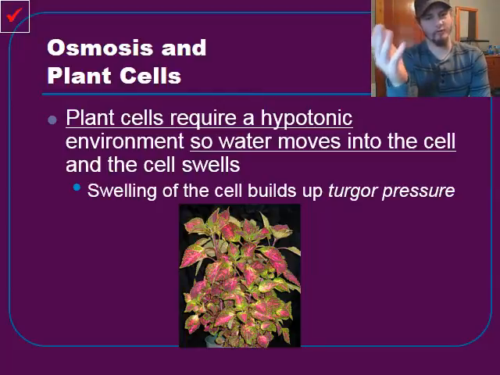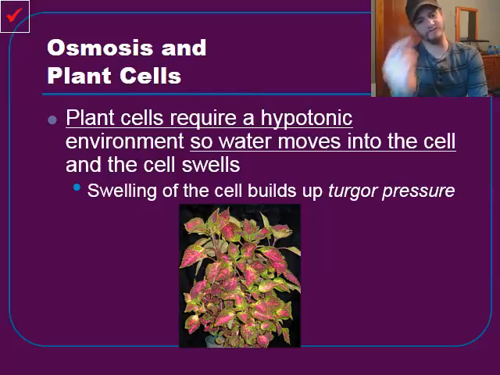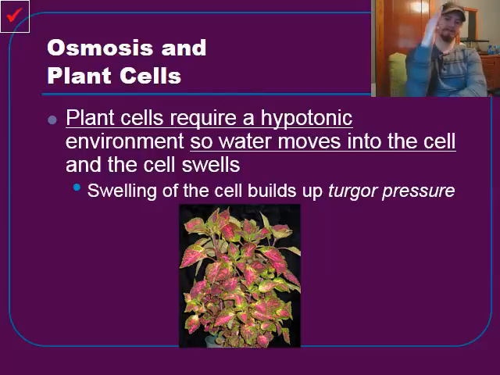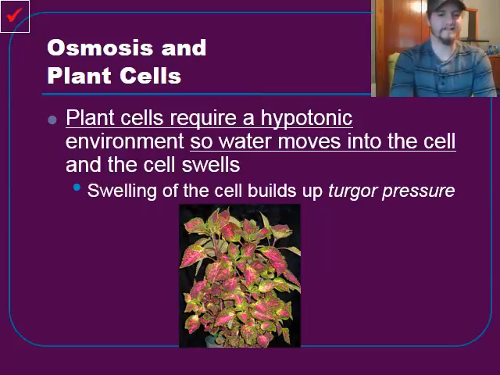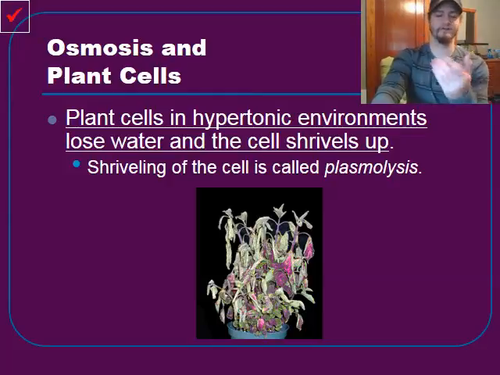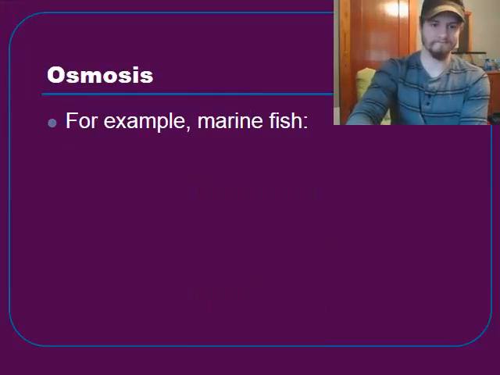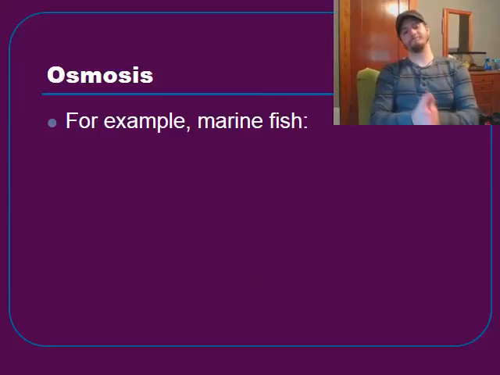So if you water the plant regularly, you're keeping the vacuoles, that's right, I went back to the cells unit, you're keeping the vacuoles filled up with water. And when that happens, that plant's going to stand right up. It's going to stand up straight, and that's what makes it happy. So plant cells in a hypertonic environment lose water and the cell starts to shrivel up. The shriveling of the cell is what we call plasmolysis. Plants don't like this.